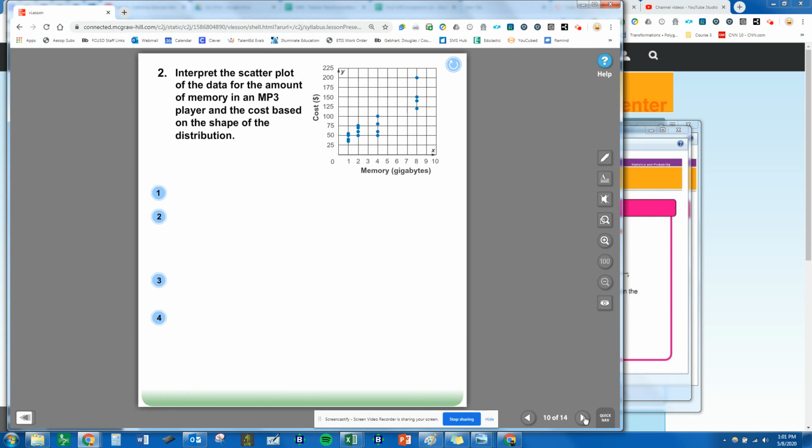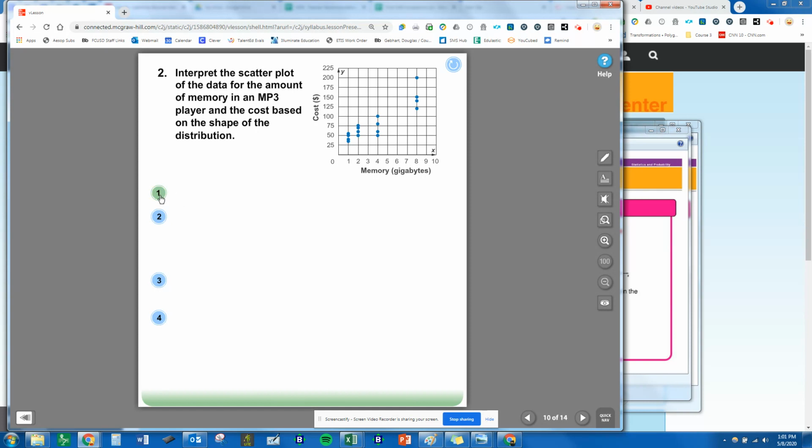Okay. So here we've got another scatter plot. We're going to do the same kinds of questions. First, you would just look at it and we would answer several questions based on it. So first, what do we notice? What is the relationship between cost and memory? I want you to describe to me, what do you notice as the memory goes up in gigabytes?